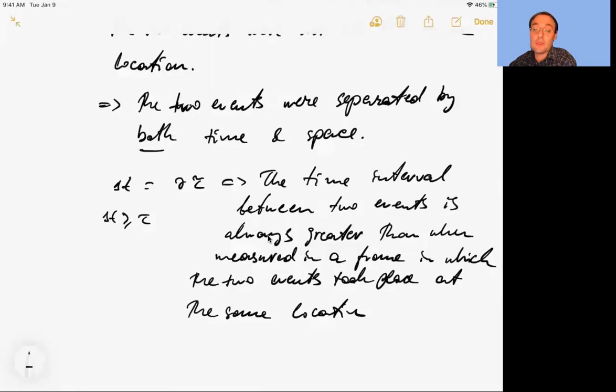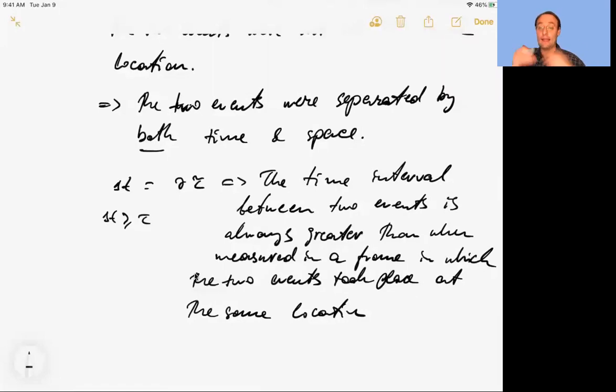And if it happens in two frames, the two frames are just translated by space. In other words, here's frame 1, and here's frame 2, and frame 2 is not moving relative to frame 1. In that case, in both frames, the time measured would be the same, and it would be the proper time.